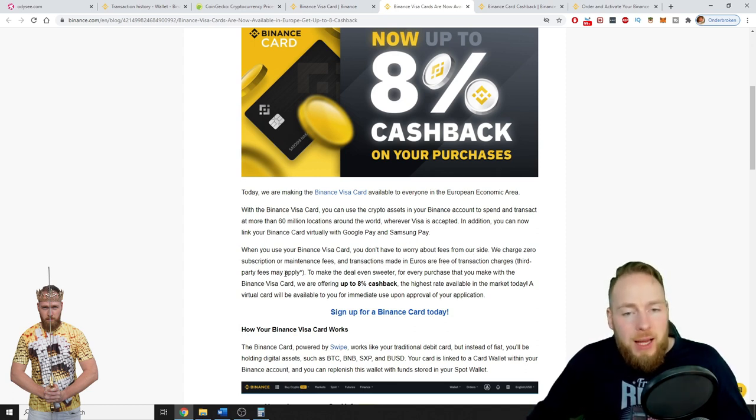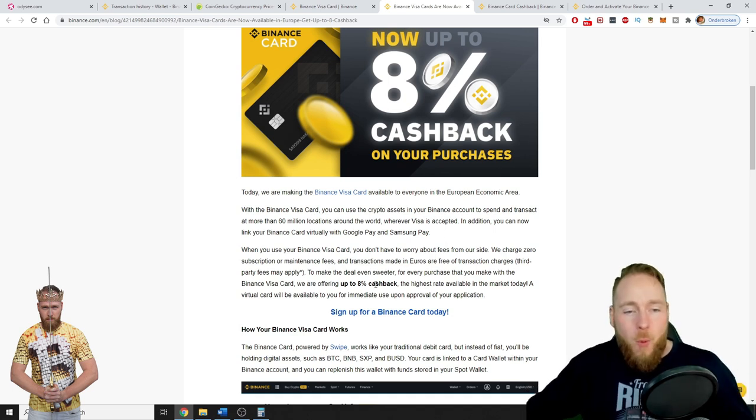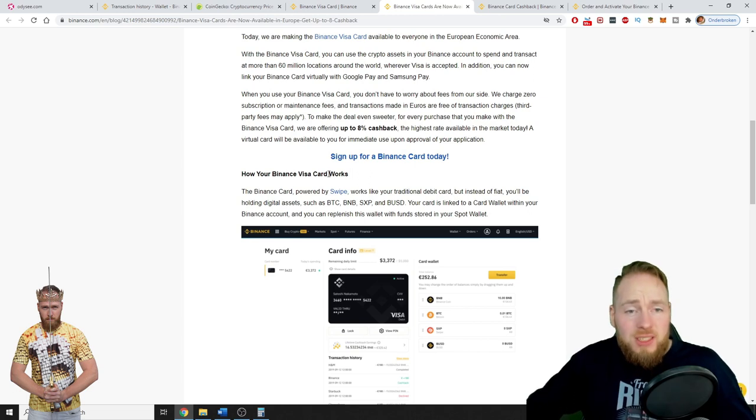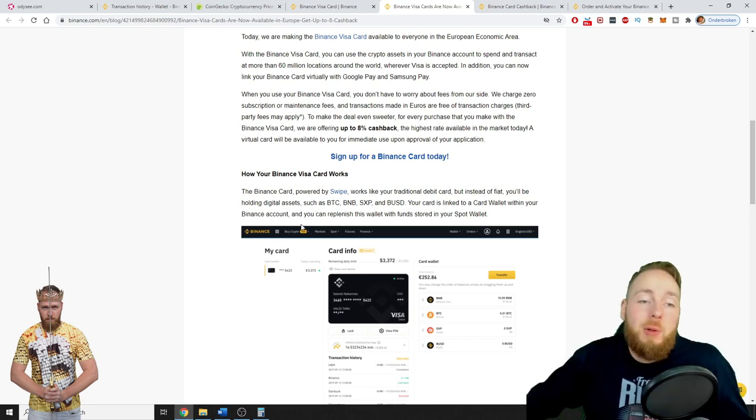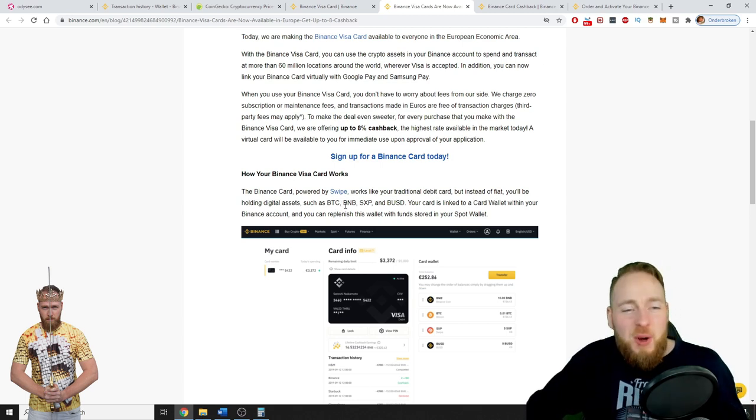Third-party fees may apply. So 8% cashback is the highest rate available in the market today. 8%. So for every 100 euro you spend, you get 8 back in Binance coin. Wow. So your card works exactly like your traditional debit card. But instead of paying with fiat, you'll be holding digital assets such as Bitcoin, BNB, etc. So you can spend your cryptocurrencies.